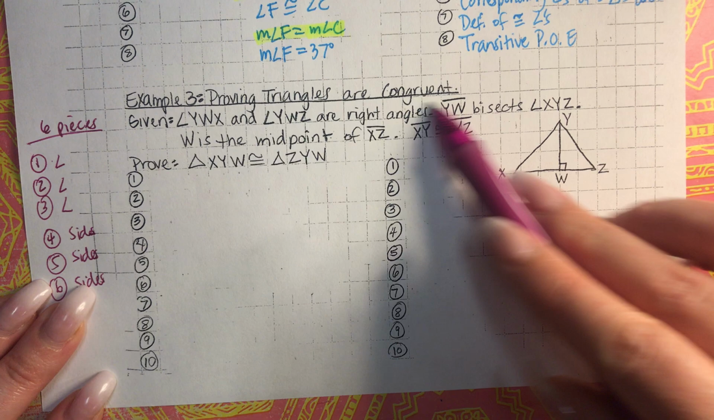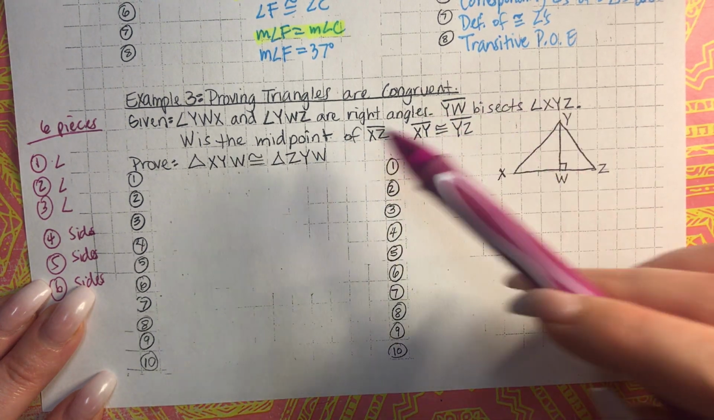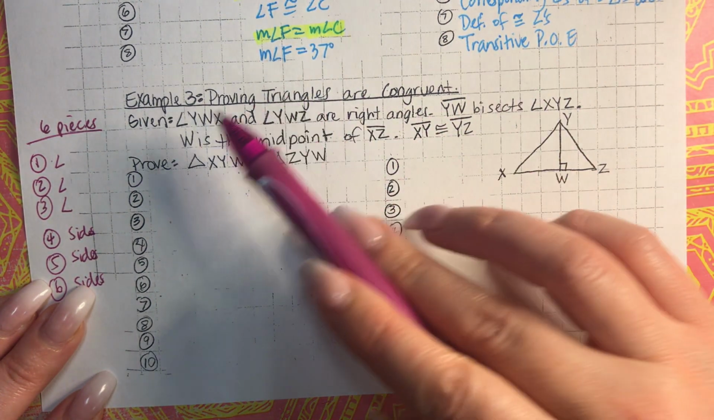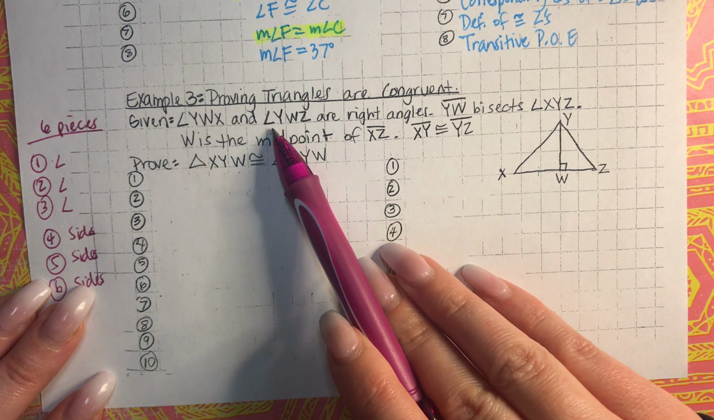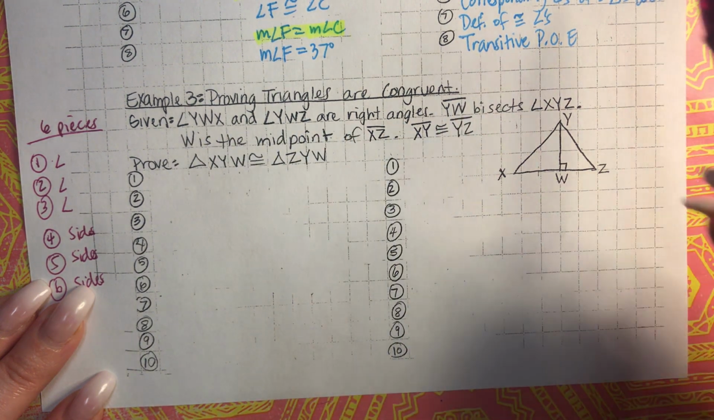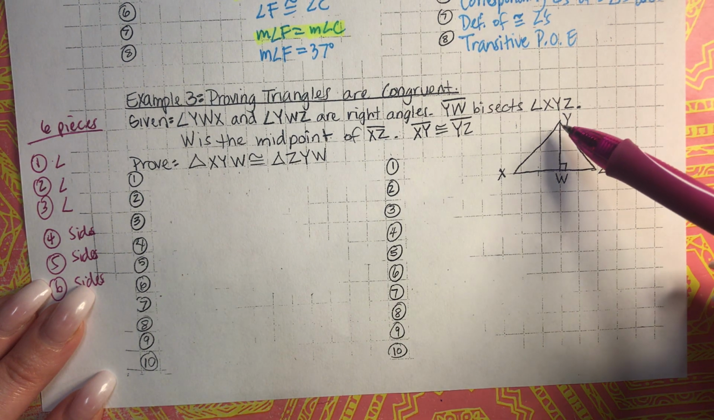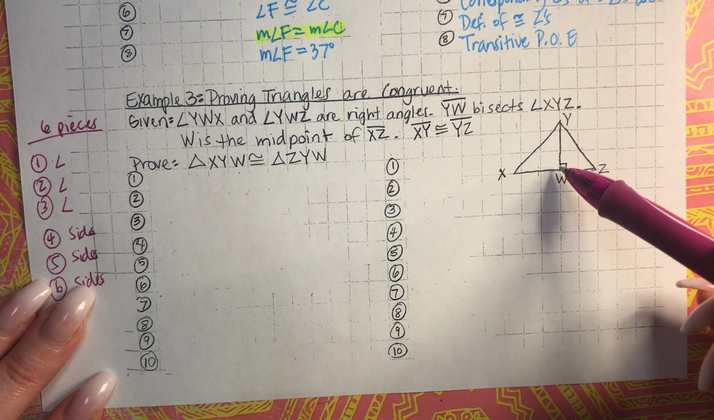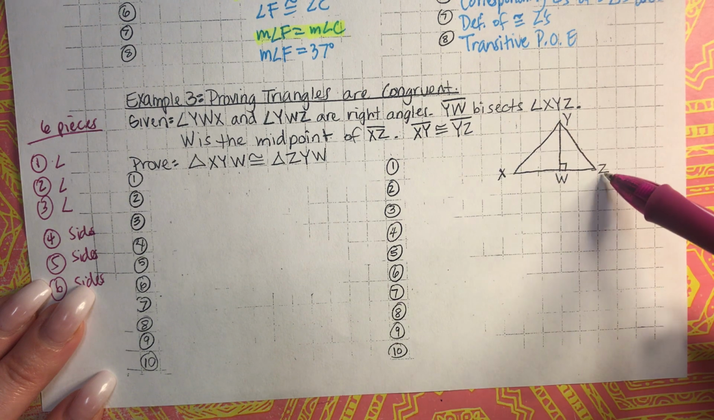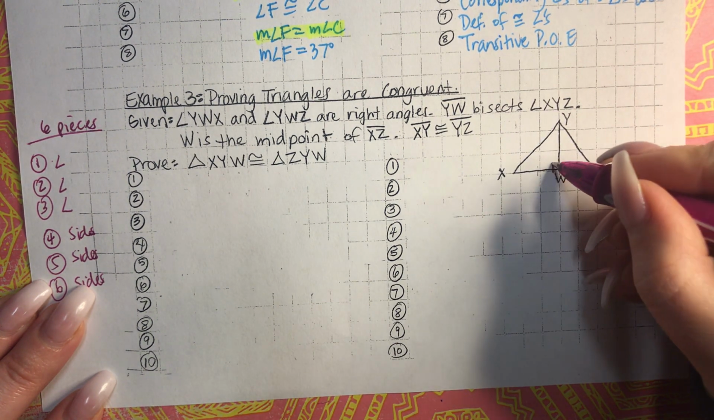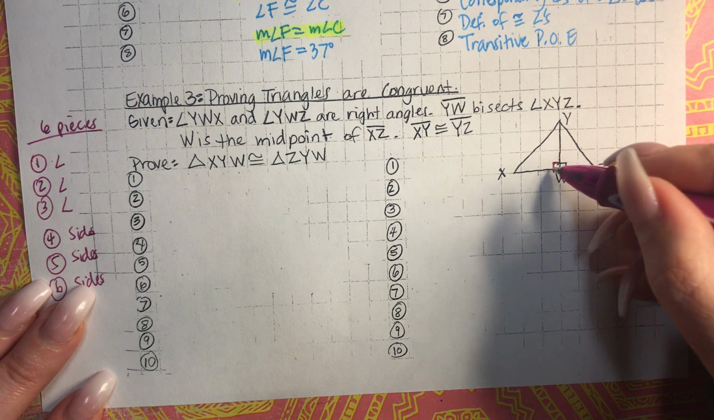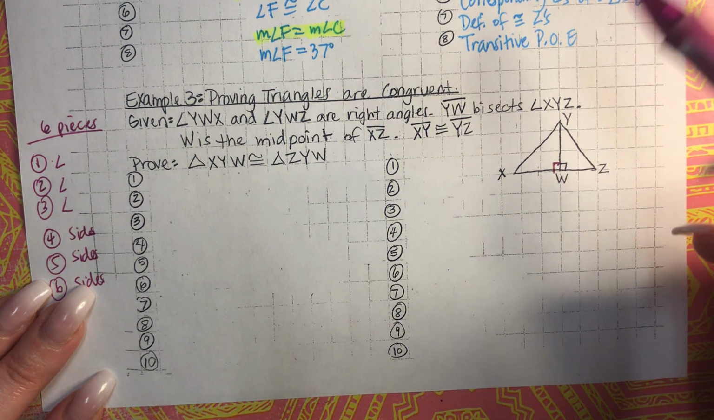And there's a lot of given information here, and we're just going to break it down one step at a time. So the first part it says is angle YWX and angle YWZ are right angles. So YWX, so this one, and YWZ are both right angles. Okay, so that's going to be one set of angles that are congruent.